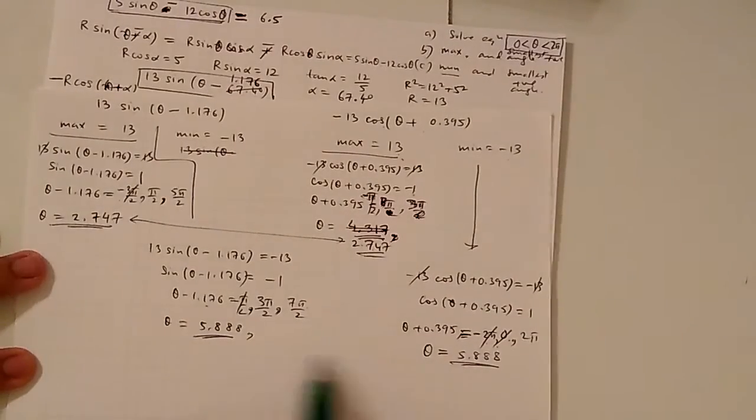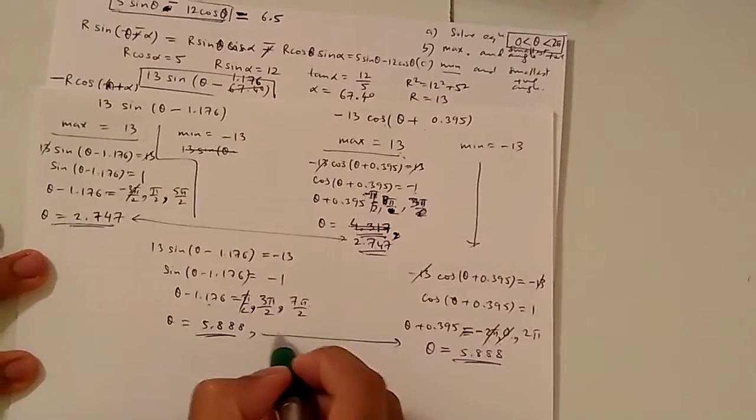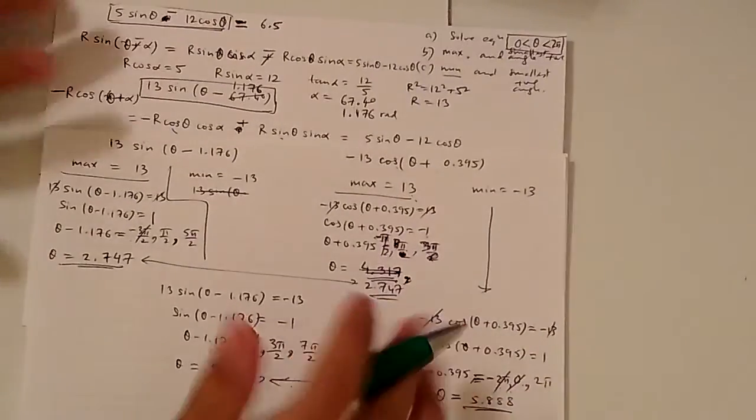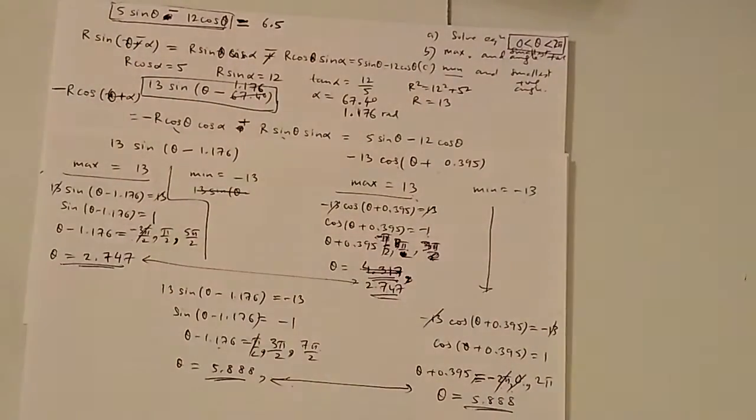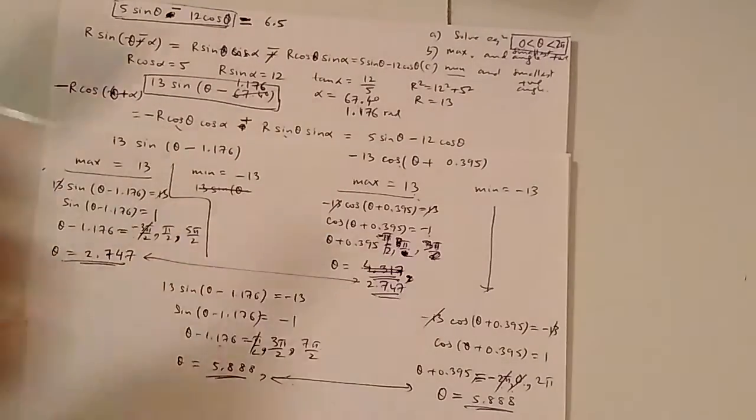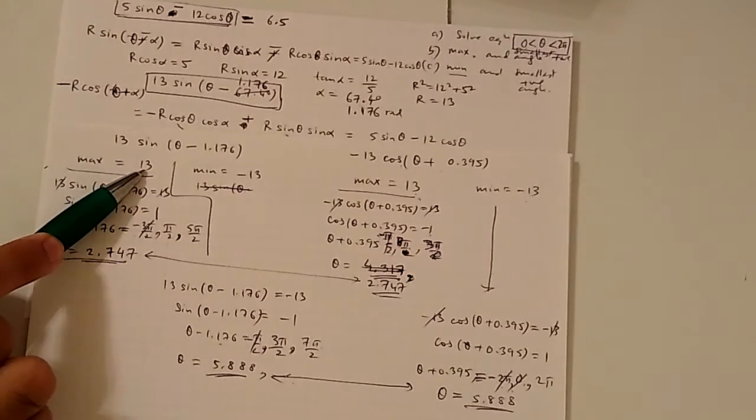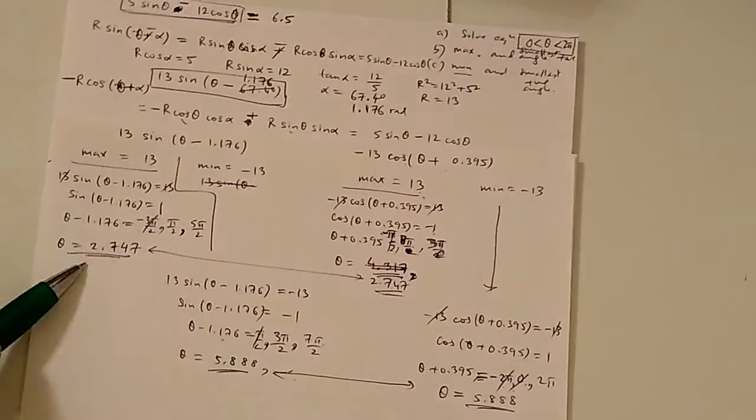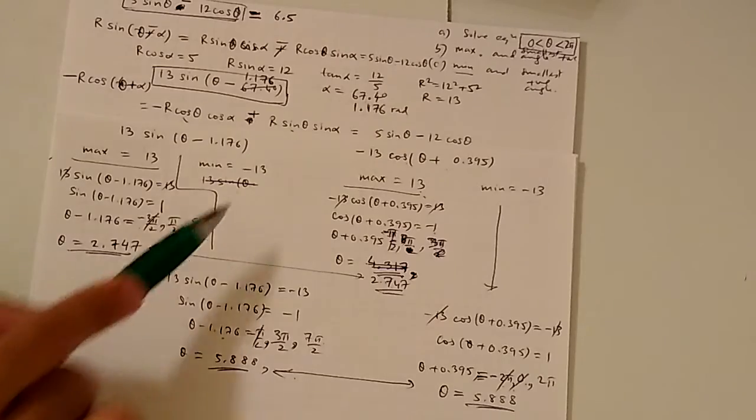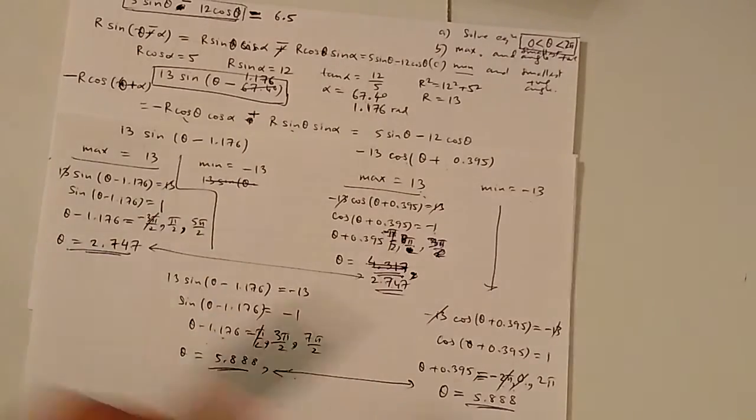So again, in both the cases you get the same answer. Irrespective of whether you use the first method or the second method, whether you use the sine ratio or the cosine ratio, in each case you get maximum is 13 and theta is equal to 2.747, minimum is minus 13 and theta is equal to 5.888.